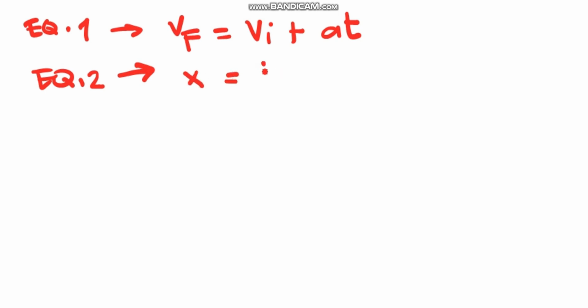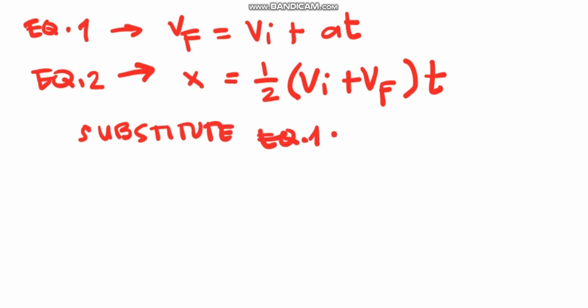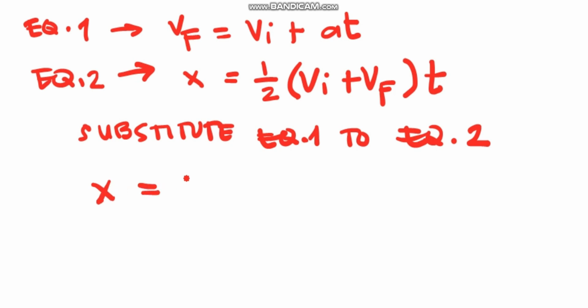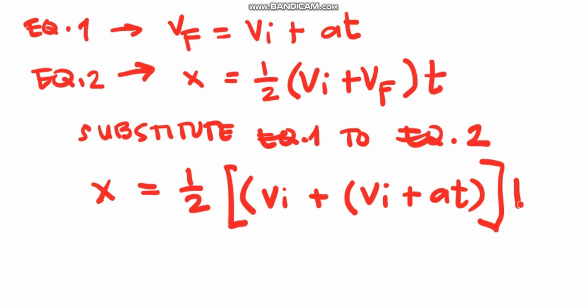And equation 2 we have x is equal to 1/2 times the quantity v initial plus v final times t. If we substitute equation 1 into equation 2, we'll have x is equal to 1/2 times the quantity v initial plus the quantity. Let us substitute this equation 1 for v final here. We'll have v initial plus at times time.